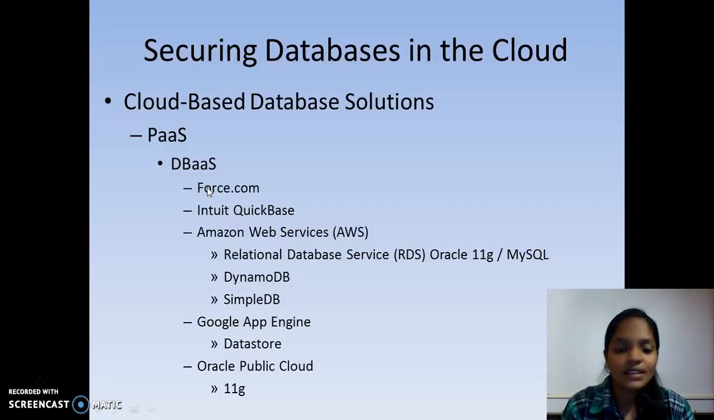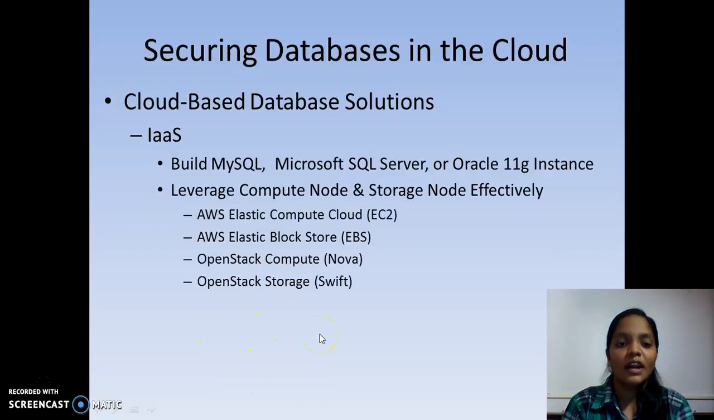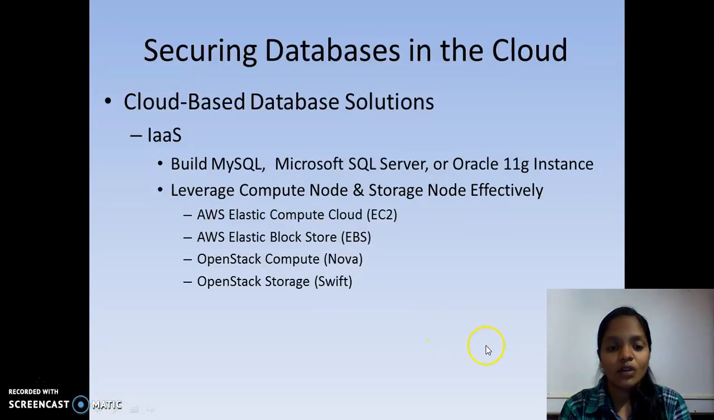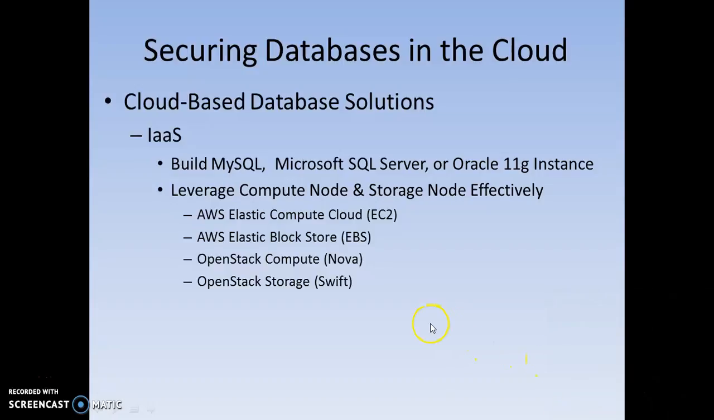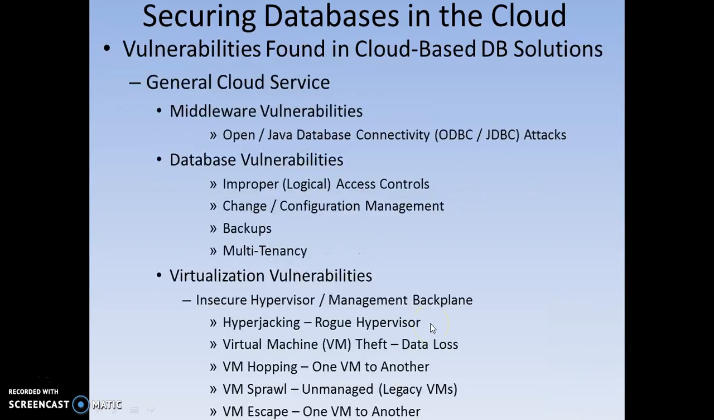Amazon Web Services supports some of the concepts of platform as a service, along with Oracle Public Cloud, Google App Engine, and Browser. For infrastructure as a service, Amazon Web Services follows two concepts: Elastic Compute Cloud and Elastic Block Store. There are also OpenStack Compute Node and Swift as storage.